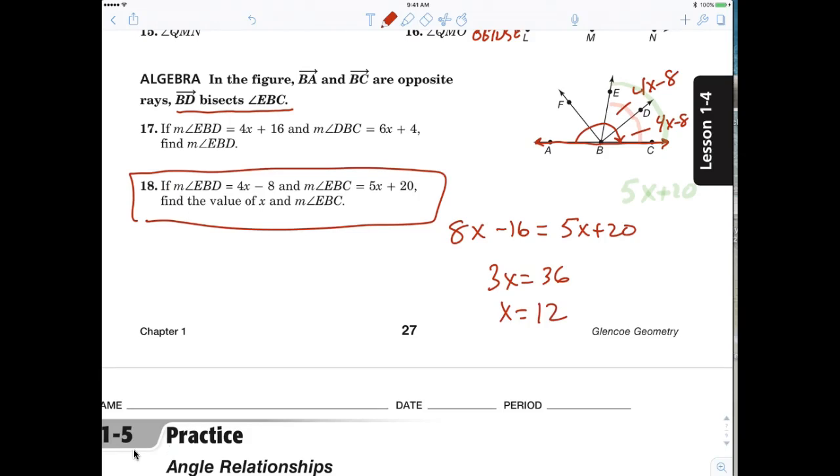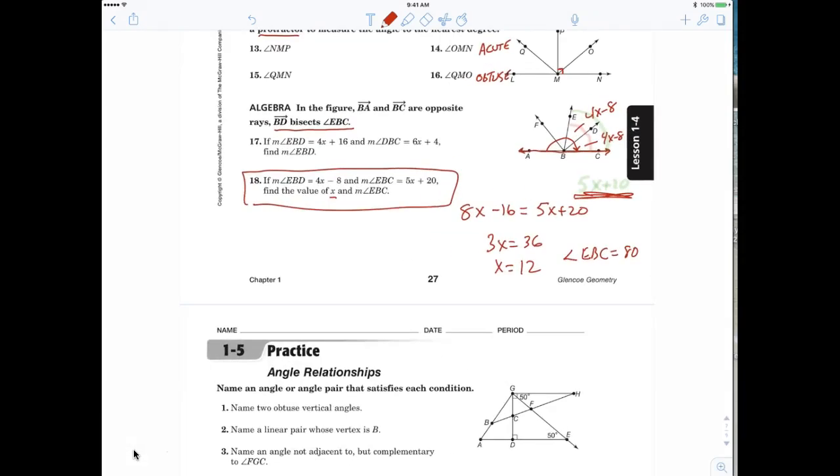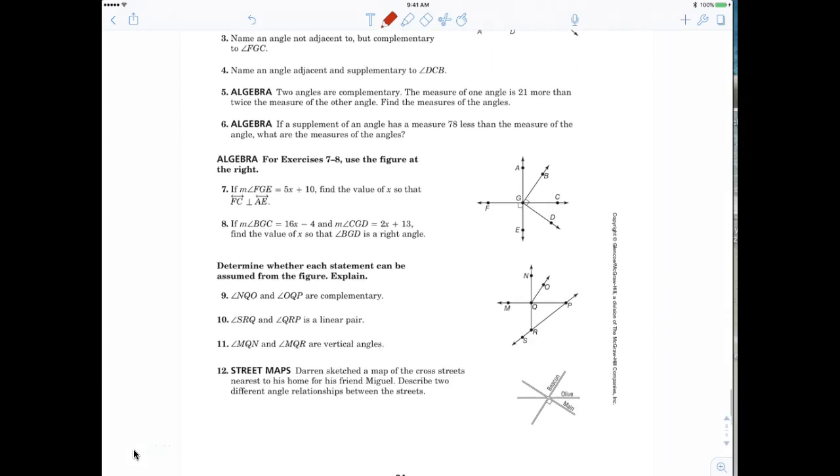And now it says find x and EBC. So angle EBC would equal what? 80. I think it would equal 80. Because remember, EBC is 5x plus 20, right? X is 12. 5 times 12 plus 20. All right? I feel good about that.